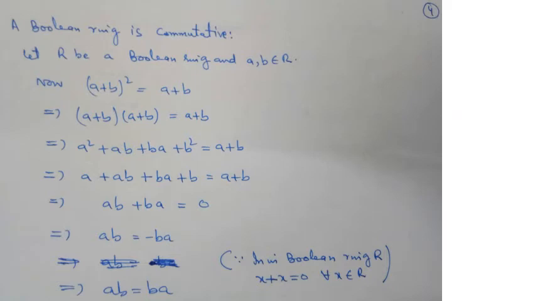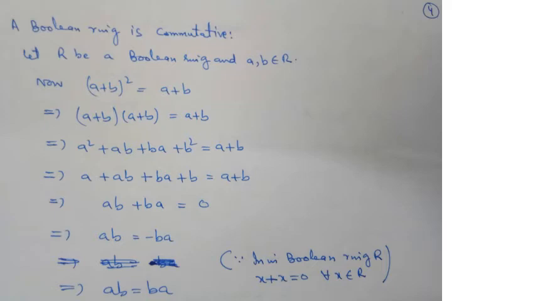One more fact about Boolean ring is that a Boolean ring is commutative. Let R be a Boolean ring and a, b be in R. We have to show that ab is equal to ba. So this is a simple computation. So we have (a plus b) square equals a plus b because R is Boolean. This means (a plus b) into (a plus b) equals a plus b, and a square plus ab plus ba plus b square equals a plus b.